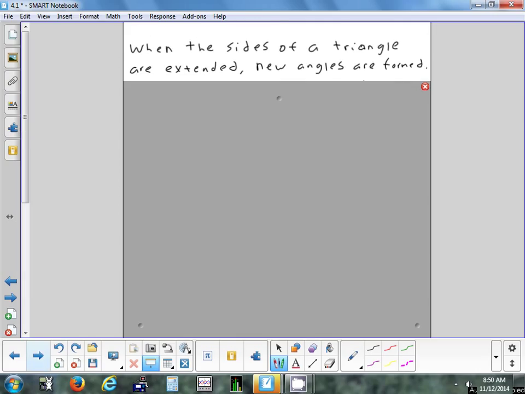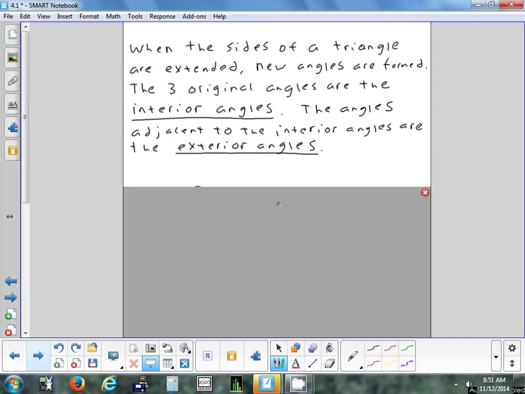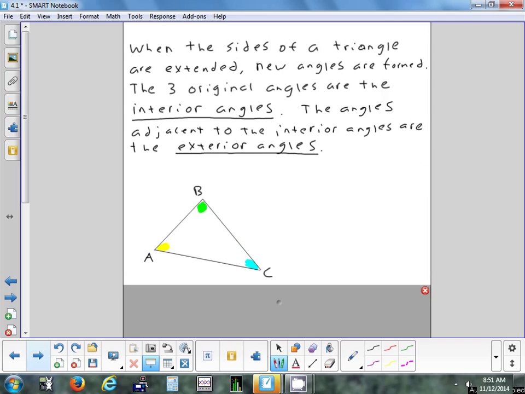All right, so we're going to look at what happens when you take the sides of a triangle and you extend them, and you make them a little longer. So what we're looking at here, angles A, B, and C, those are interior angles. They're the three angles that are inside the triangle. A, B, and C.